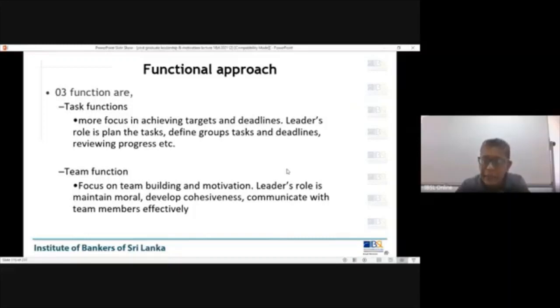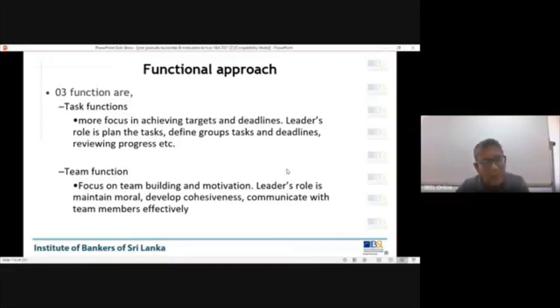So this type of leadership approach, a lot of the leadership approaches, mind you, that we have learned up to now, are all concerned a little bit about the task function, right? So here, functional approach, same. They focus more on achieving targets, deadlines, and all. So what leaders usually do is set the appropriate targets and monitor the progress, right? That's the first task.